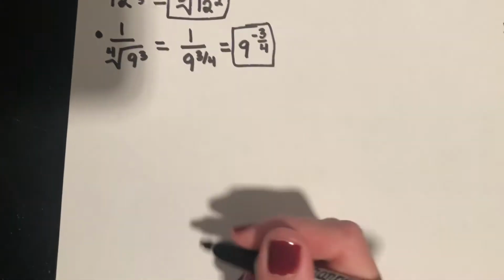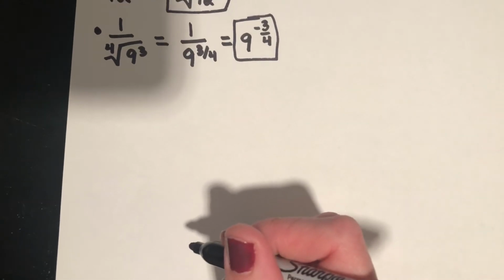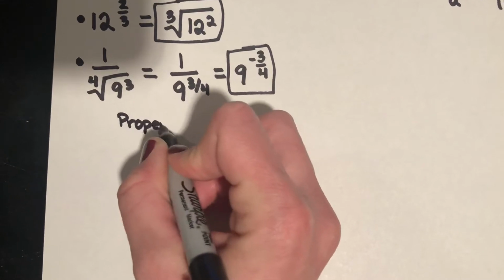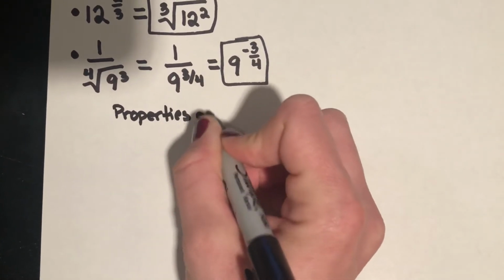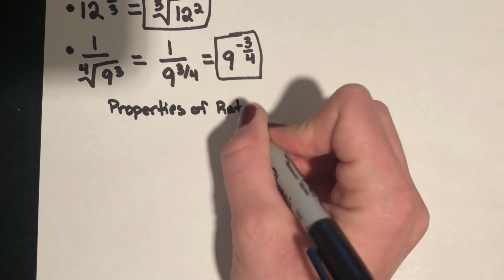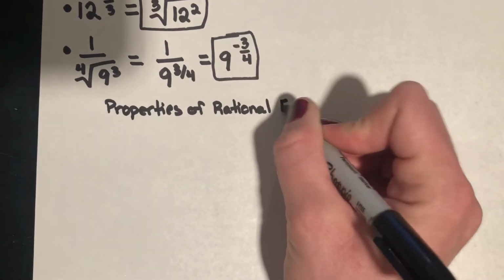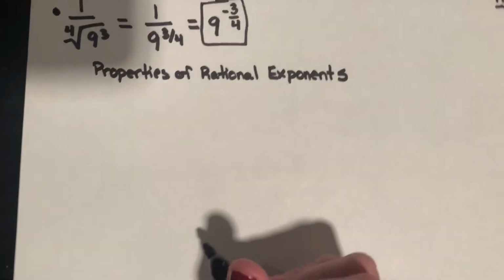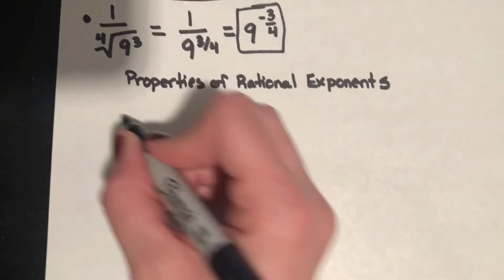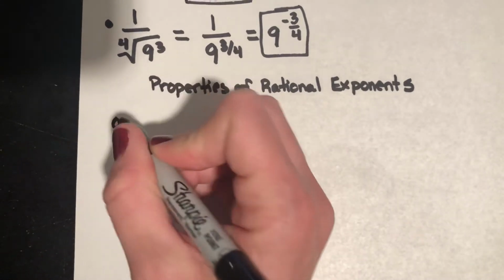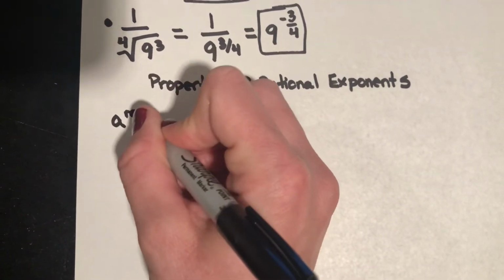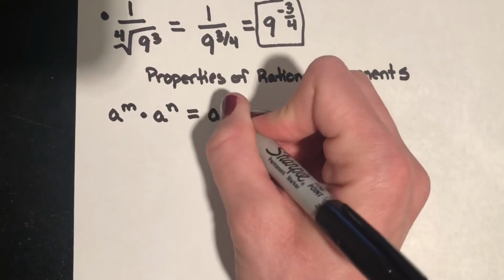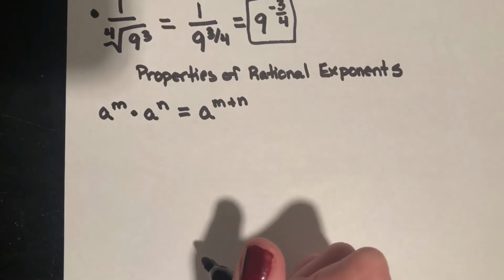Now, our last thing that we're going to go over is just a review of the properties of rational exponents. So here's our properties of rational exponents. Our first property we want to go over is if we have a to the m times a to the n, this is going to be equal to a to the m plus n.